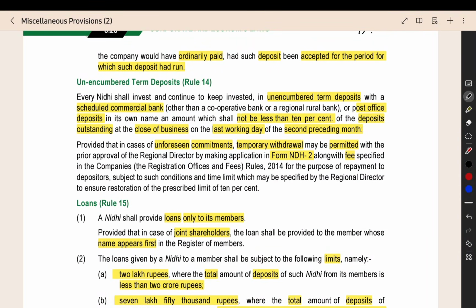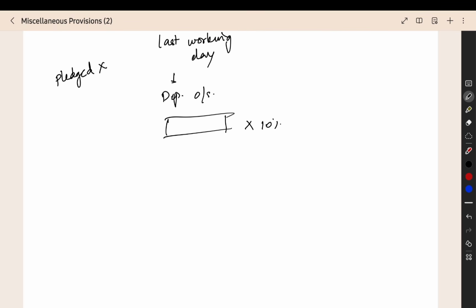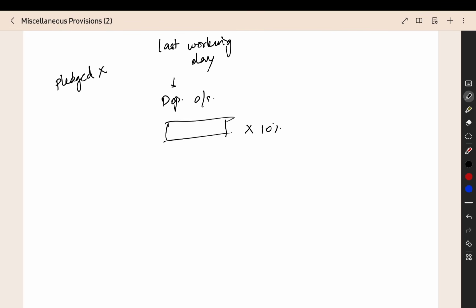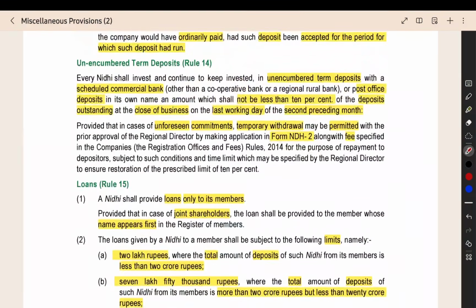I hope you all know that. It means that you have to keep it without any charge. Like you should not pledge it. If it is pledged, then it is not unencumbered. If it is given as some other security for getting any loan, then it is encumbered. So, if it is unencumbered, it should not be pledged anywhere for getting a loan. That should be separately independent. No one should have right over the amount except the particular Nidhi company.